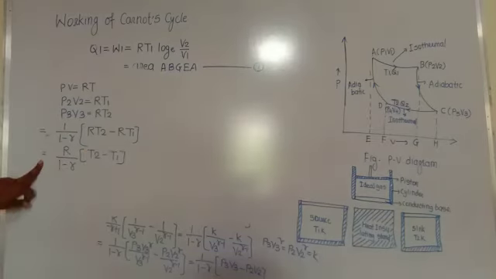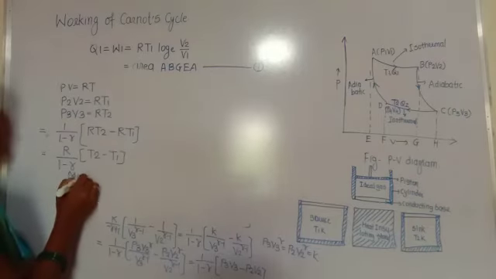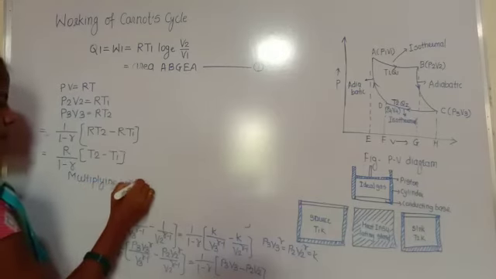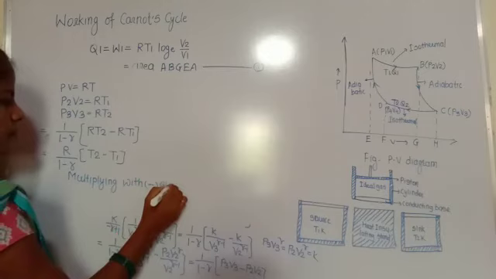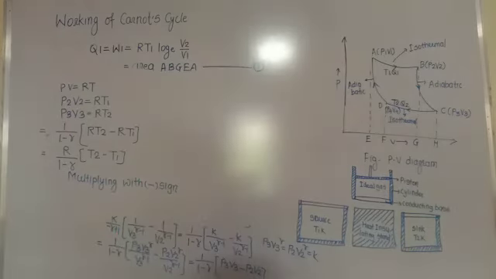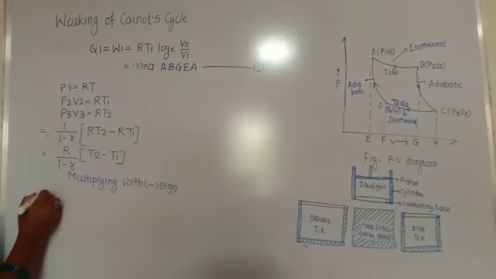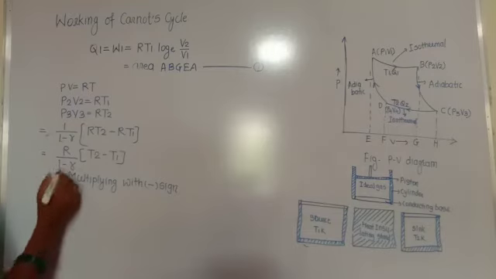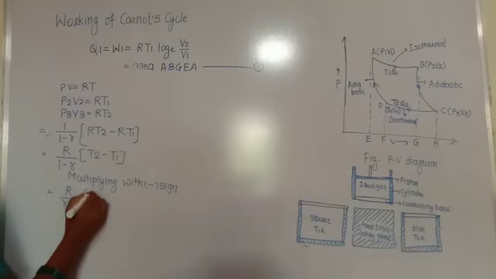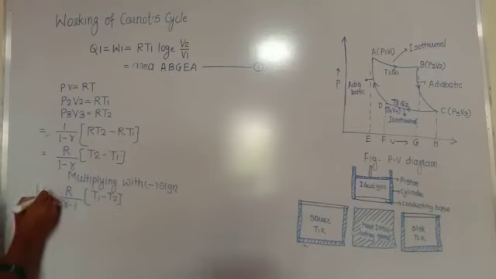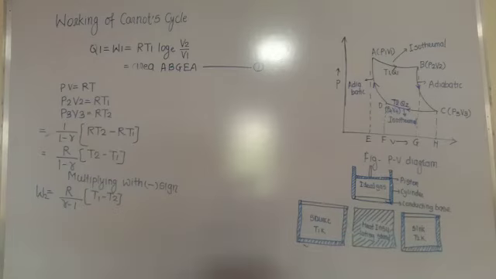So after multiplying with the negative sign, we get the term as R divided by 1 minus gamma, then gamma minus 1, and here T1 minus T2. This is the W2. Okay, so this W2 equals R by gamma minus 1 into T1 minus T2.